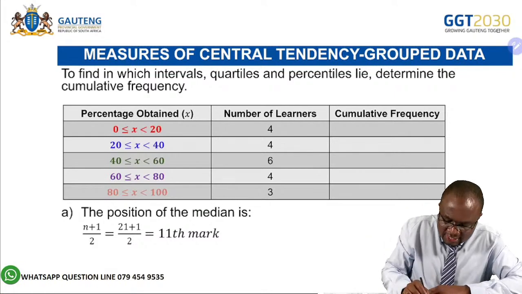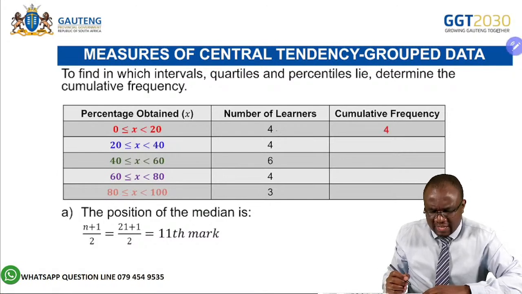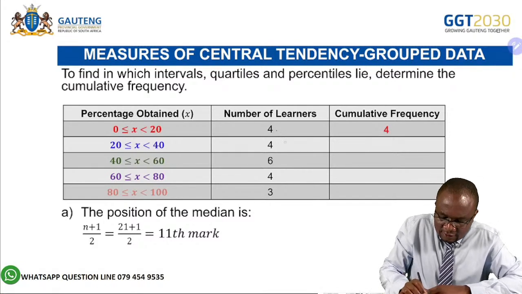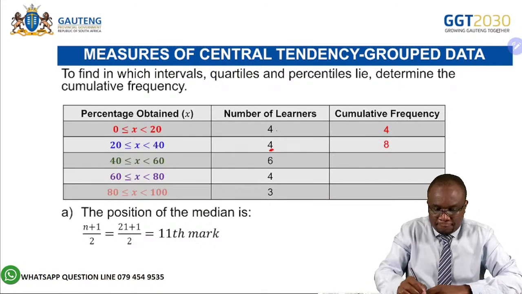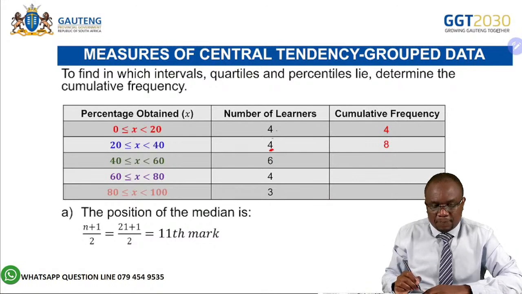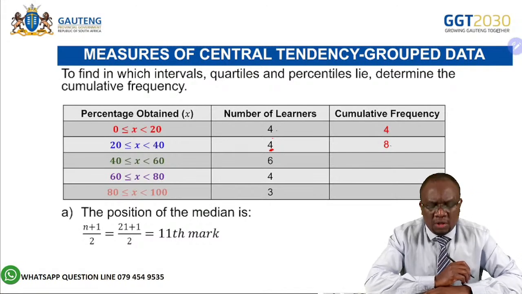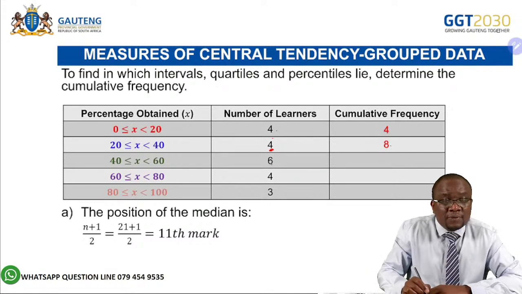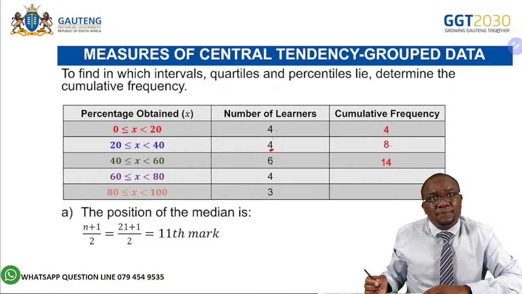The frequency here is 4. So we will write our 4 there. You see that? And then to this 4, we add this 4. Cumulative frequency is now 8. 4 plus 4, 8. And then to this 8, what will we add? We'll add the 6. It means what? It becomes 14.